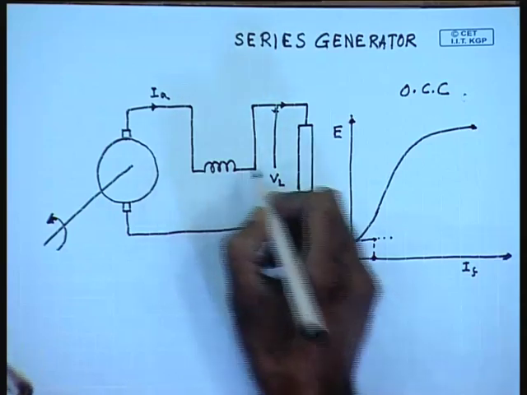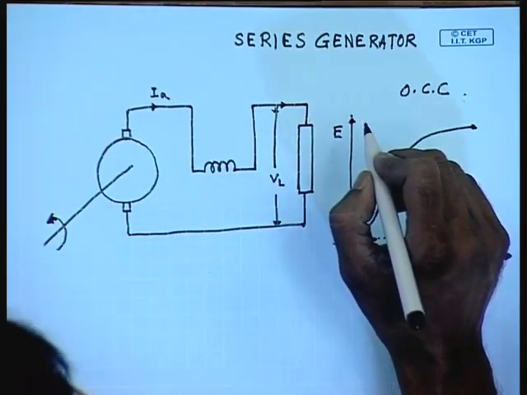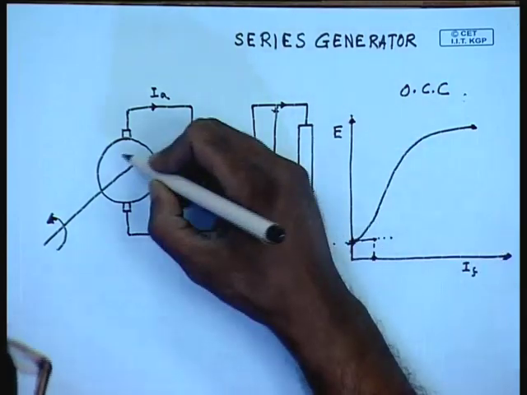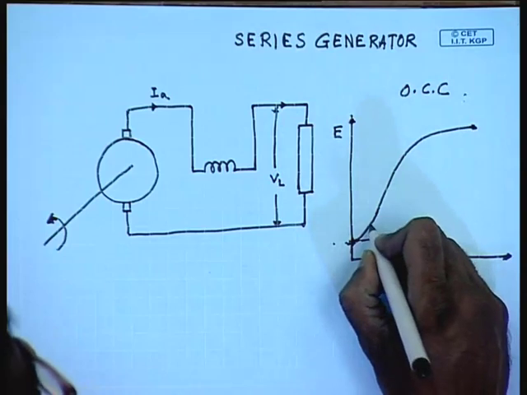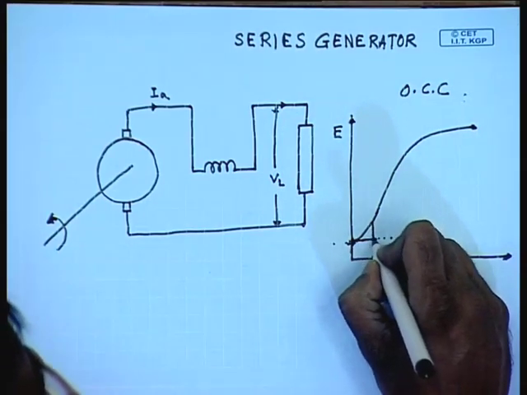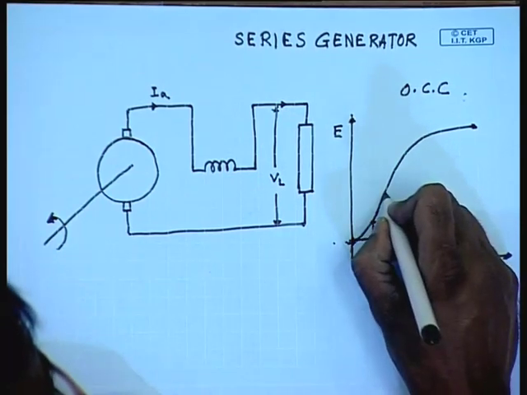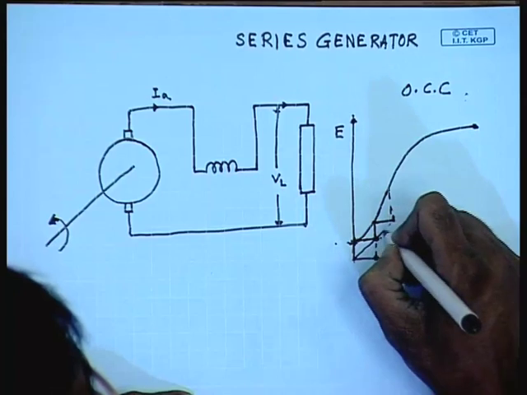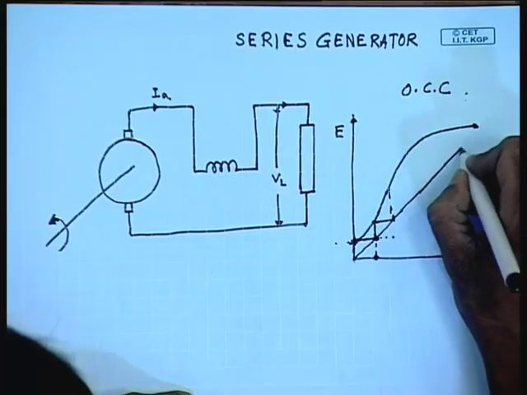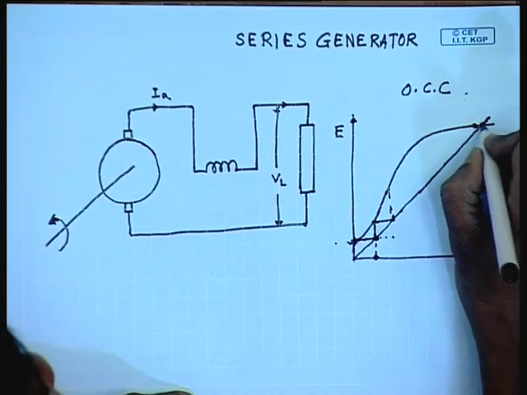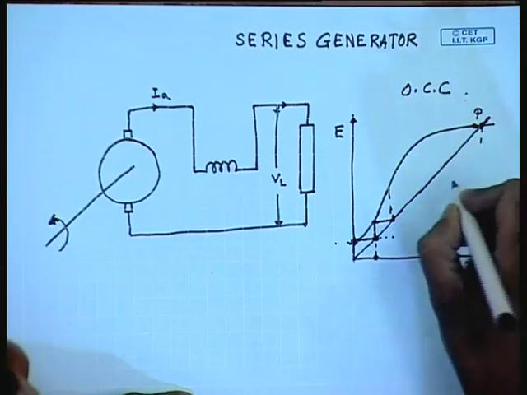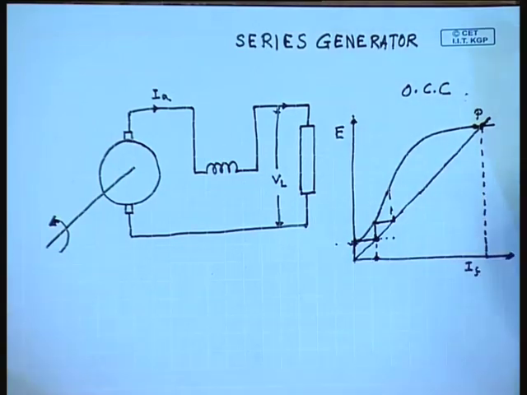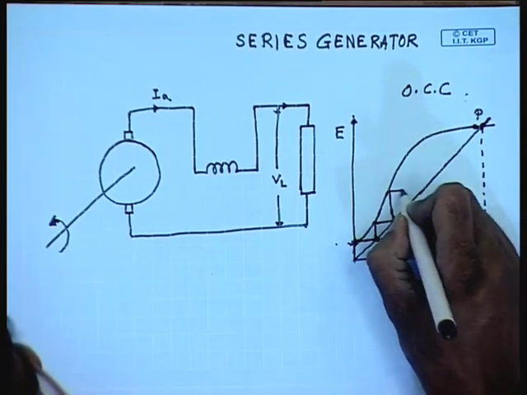However, as the current flows through the series field winding, the series field winding will produce additional flux, and if the polarity of the winding connection is such that the series field flux assists the residual flux, then the induced voltage will increase. This will send more current. And in this process, the voltage across the generator terminal will build up and finally settle at the point P, where the load line meets the OCC. So, this is the self-excitation process in a series generator.